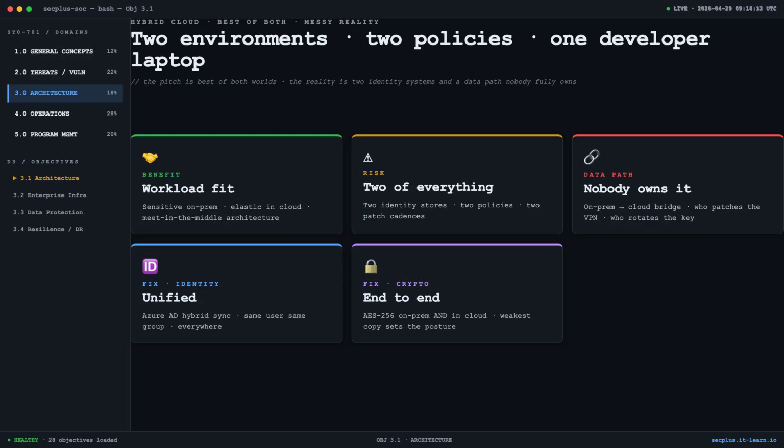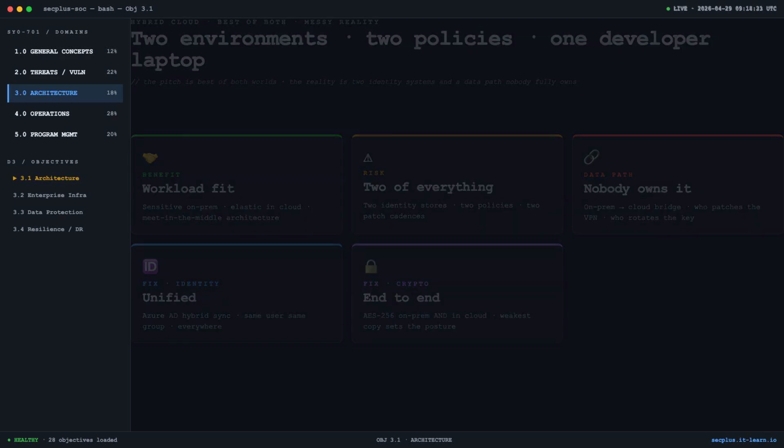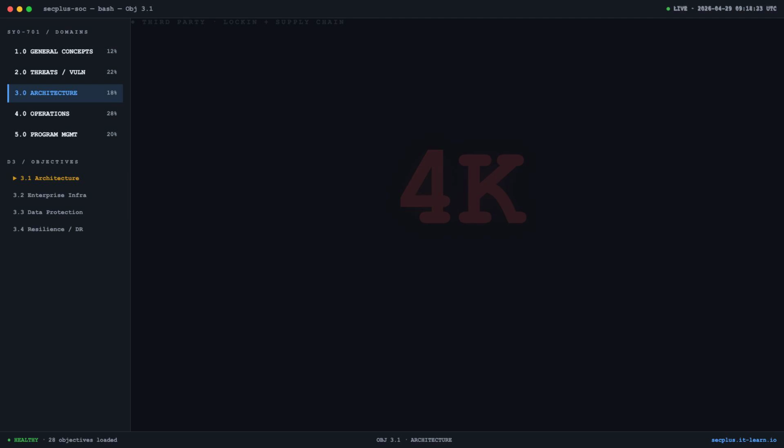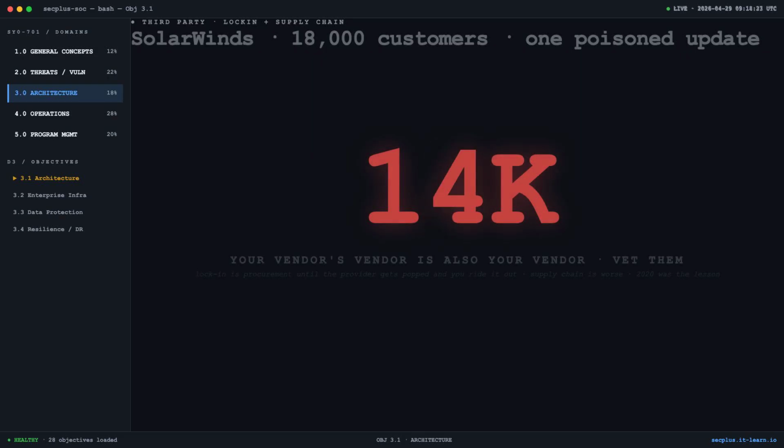Then there is the third-party problem. Vendor lock-in is when you are so embedded in a single provider that switching is not technically feasible. That sounds like a procurement issue until the provider gets compromised and your only option is to ride it out.